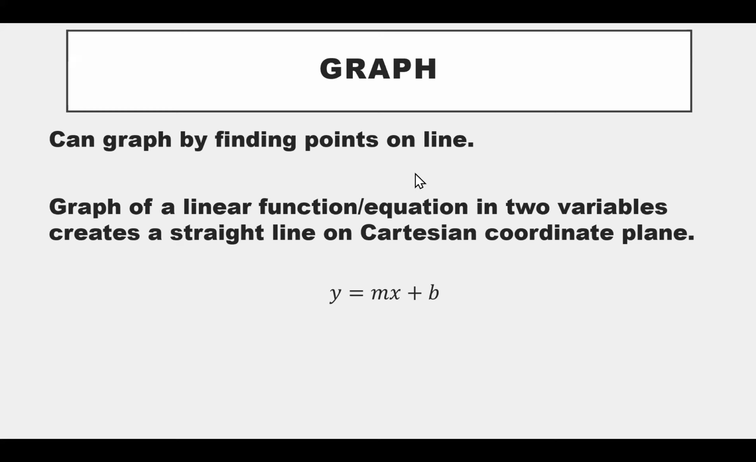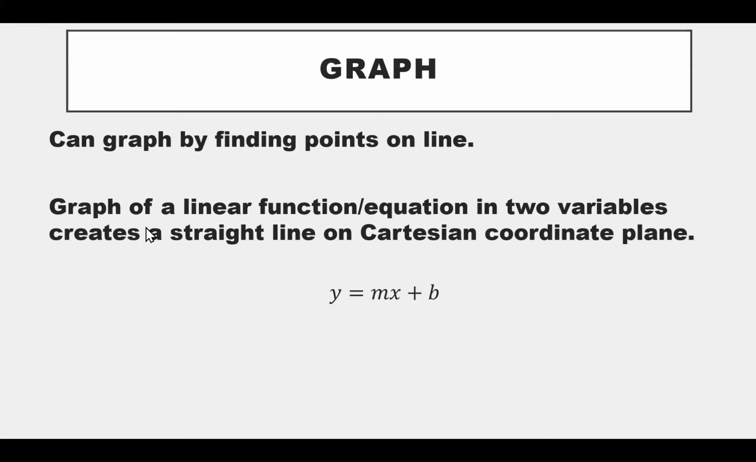One of the first things we're going to do with linear equations and linear functions is to graph them. Now, the graph of a linear function in two variables, or the linear equation in two variables, is going to create a straight line in the Cartesian coordinate plane. So if we graph y equals mx plus b, we should end up with a straight line. That's the nice thing about having a linear function or a linear equation in two variables.